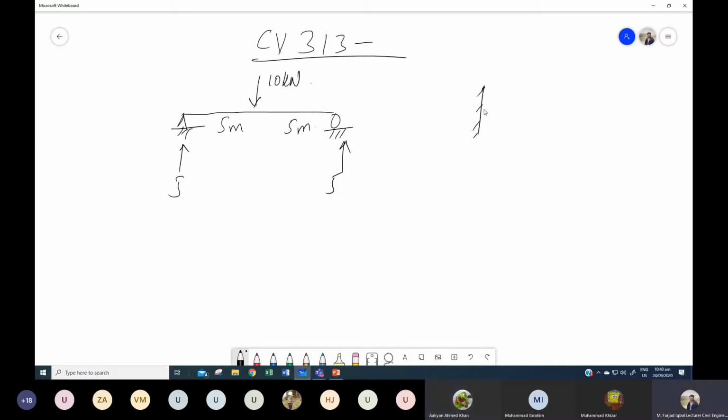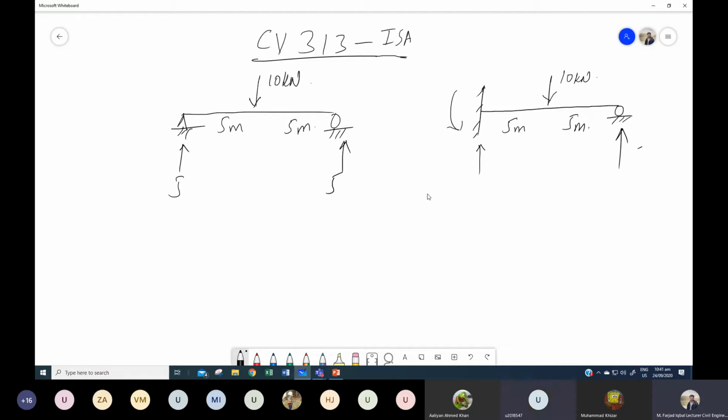Let's suppose there is another beam. And there is a force of again 10 kilonewton. This is 5 meters, this is 5 meters. What are these reactions? Anyone? Sir, yes.